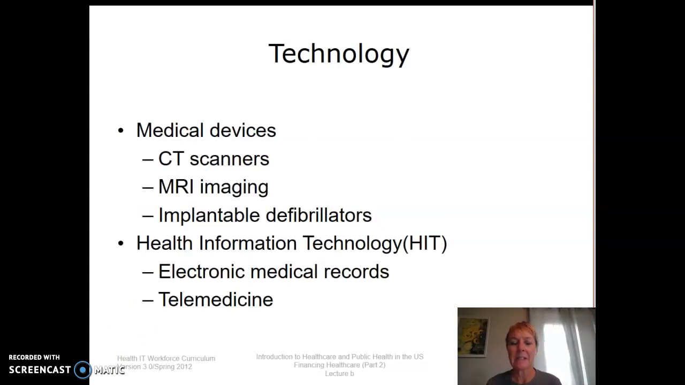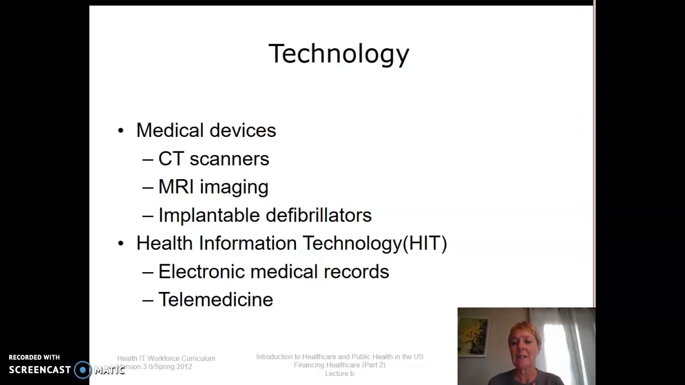Medical devices and technology have made an impact. CT scanners were unheard of in the 60s. Magnetic resonance imaging, or MRIs, were unheard of. Implantable defibrillators that would control the regulation or the strength of your heartbeat were unheard of in the 60s. People often died of heart disease.